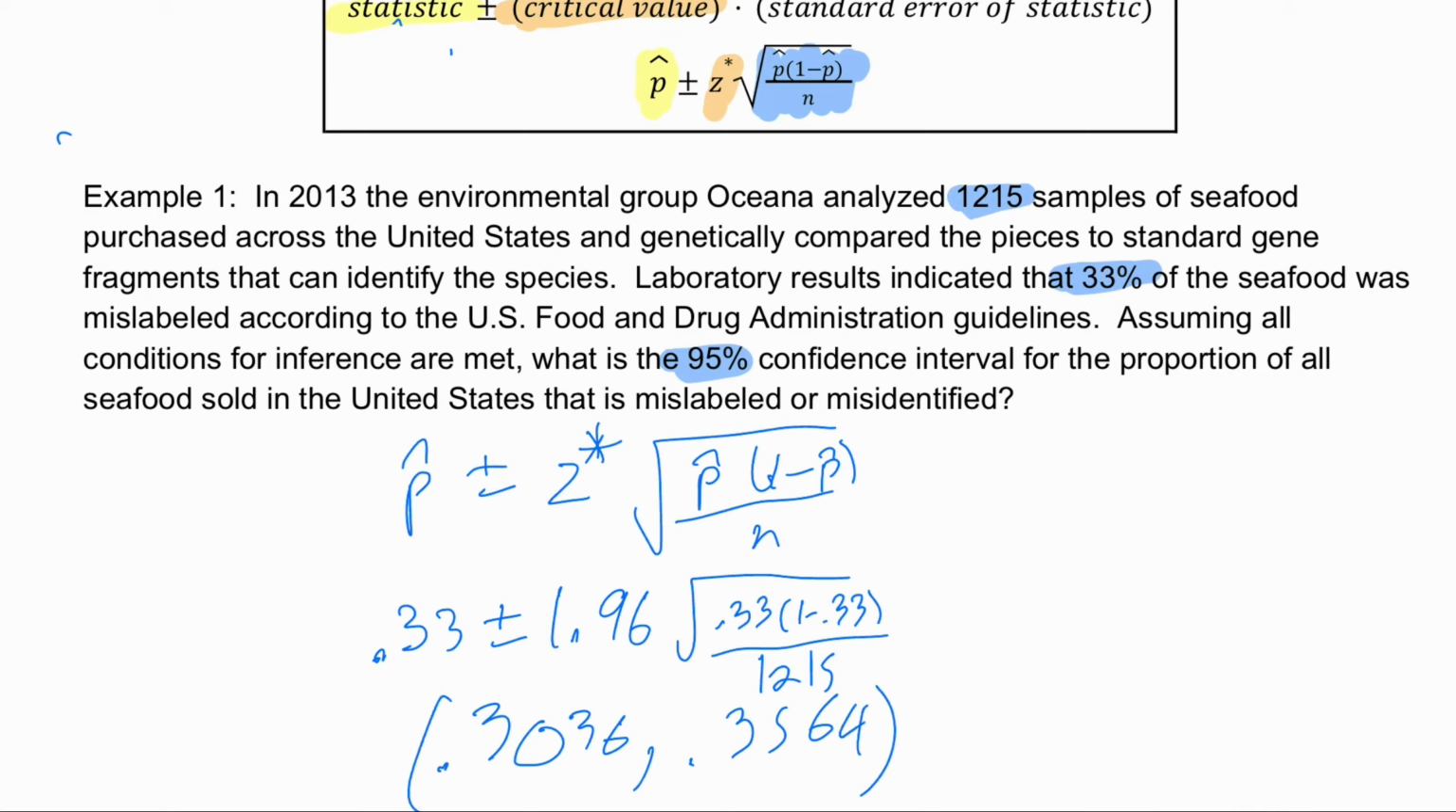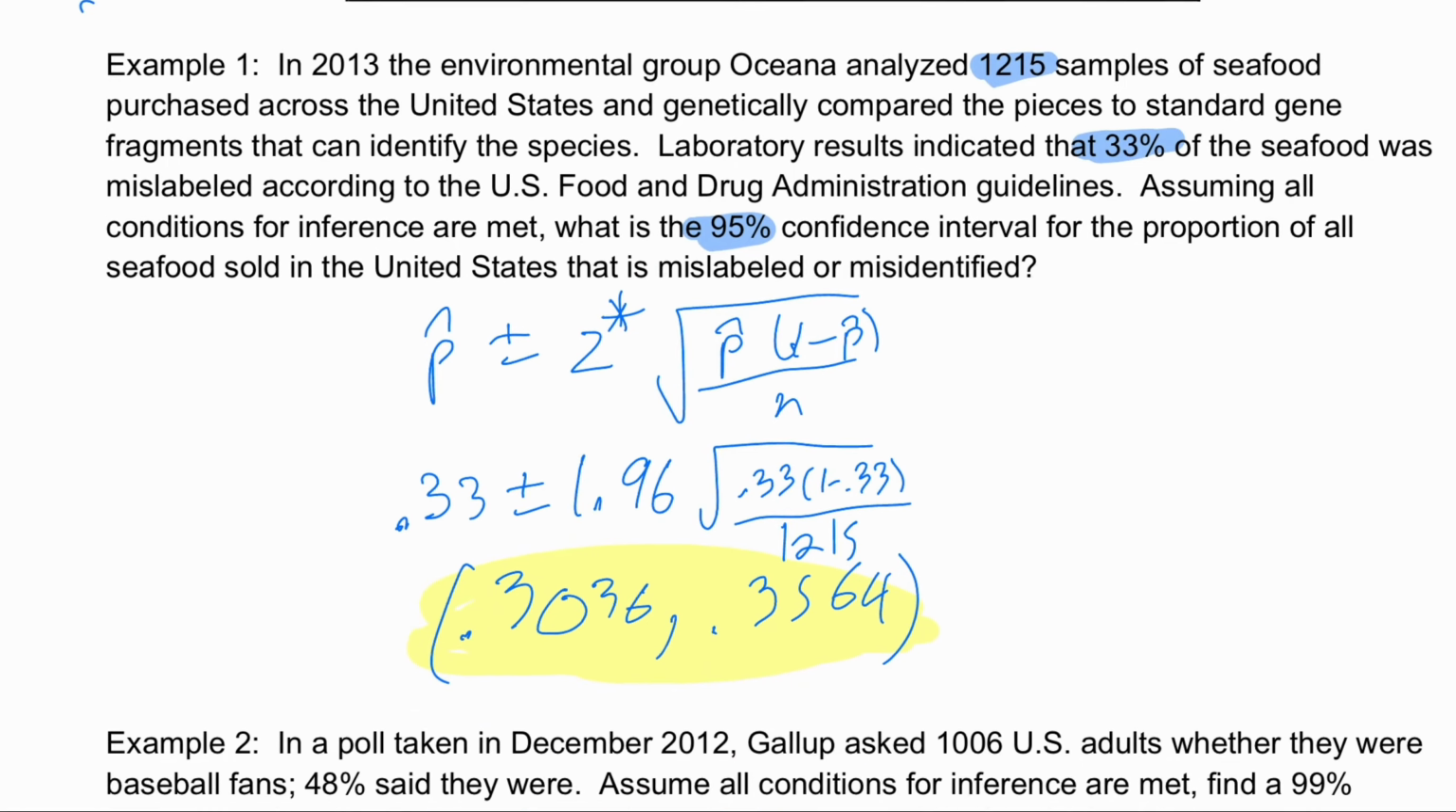Now this is your confidence interval. What that means is that we expect at a 95% confidence level that our true proportion of mislabeled seafood, of all seafood in 2013, was mislabeled. The true proportion is going to be between about 30 to about 35%. All right, so that's how we calculate a confidence interval.